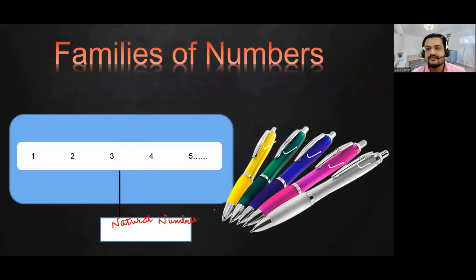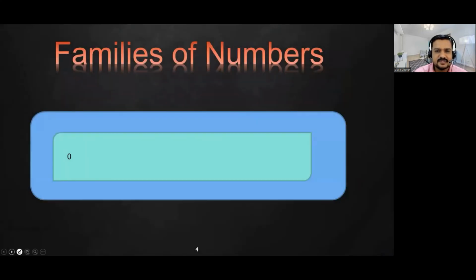Whenever we start the counting of anything, we start it from 1. This family of numbers is called as natural numbers. Is it clear to everyone? What are natural numbers? All the counting numbers are called as natural numbers. We'll see the next family then.